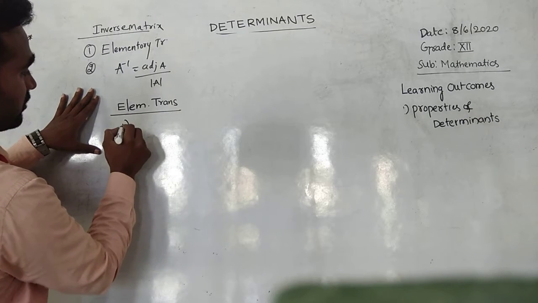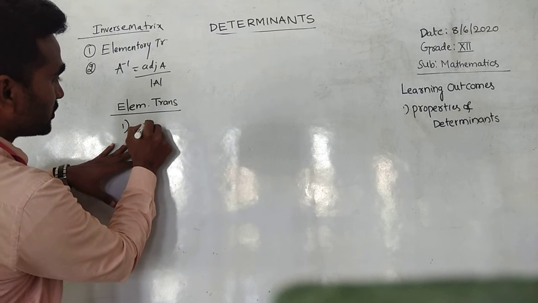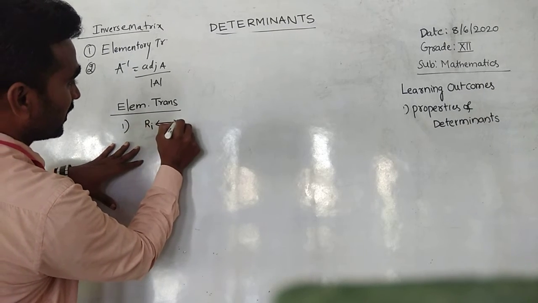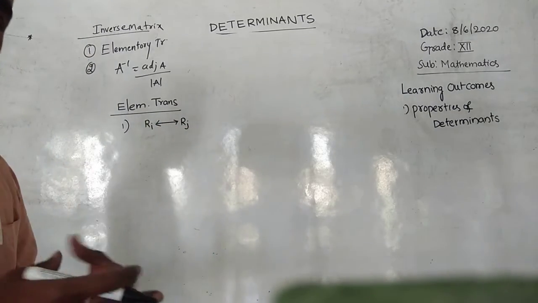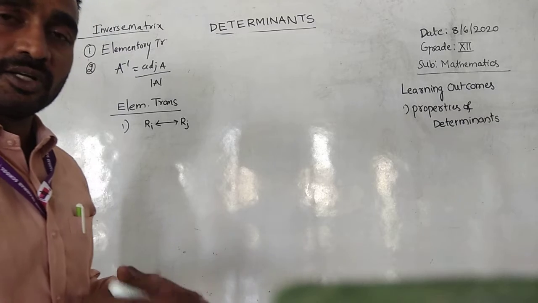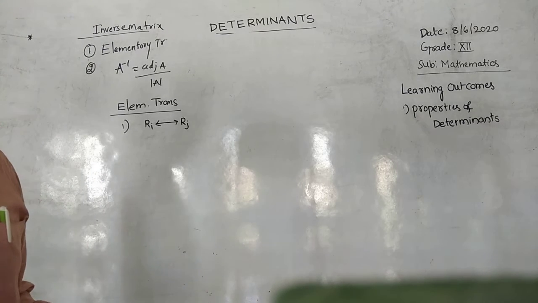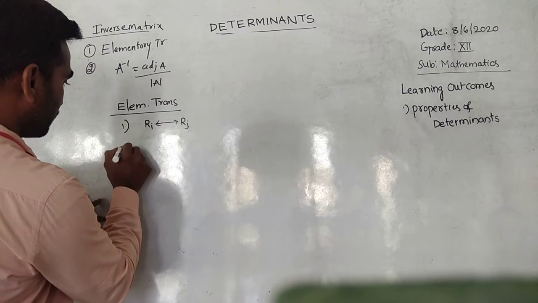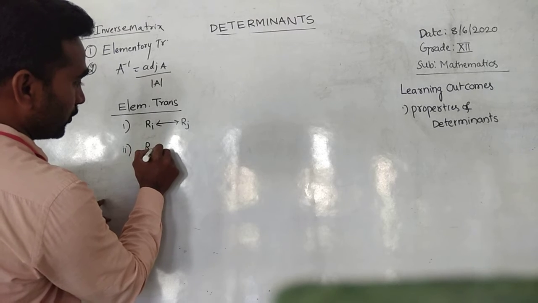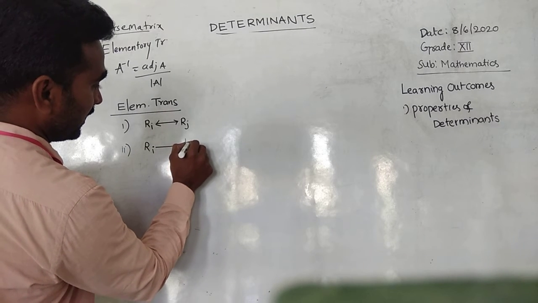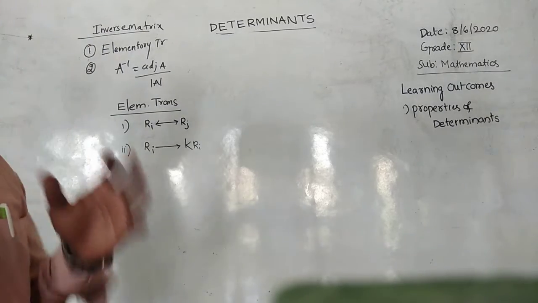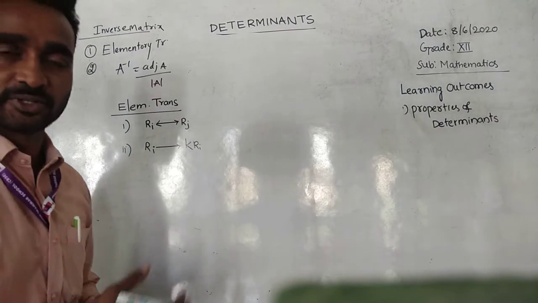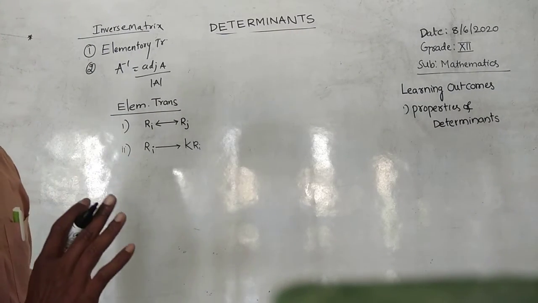First one, you can interchange rows and columns, Ri and Rj. The result remains same. You can interchange rows, row 1 as row 2 and row 2 as row 3. And second one, any row is multiplied by a non-zero quantity, k times R. Any row, if you multiply with any non-zero number, you will get the same result.